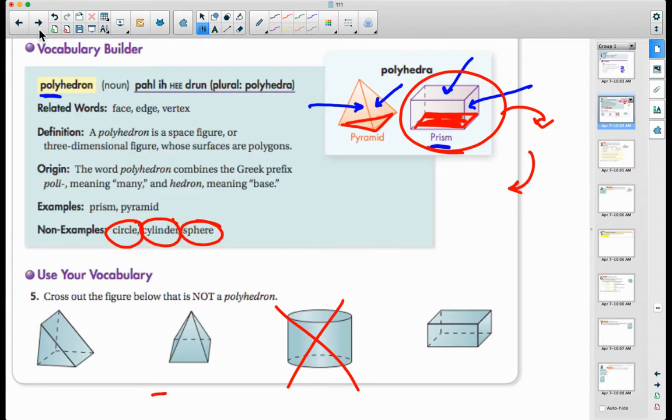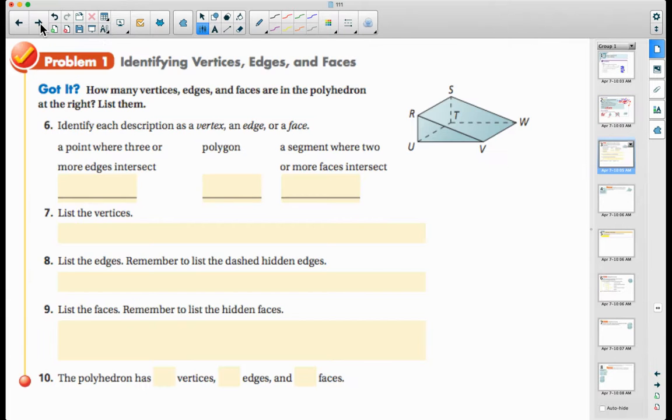Here's an example of a pyramid where I know this one is the base, so I would call that a square pyramid. Now, what's the base of this prism? Anybody know the shape of the base? It is a triangle. This is actually on one of its sides. The bases have to be congruent figures.